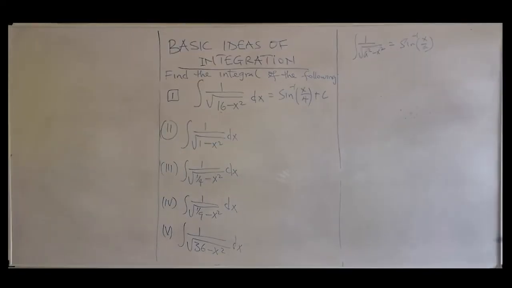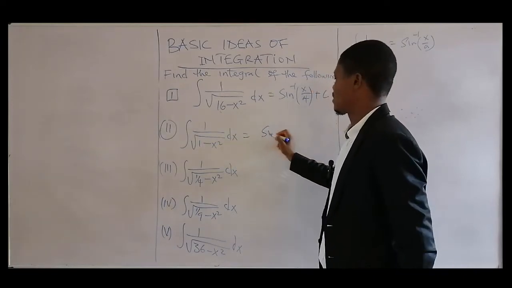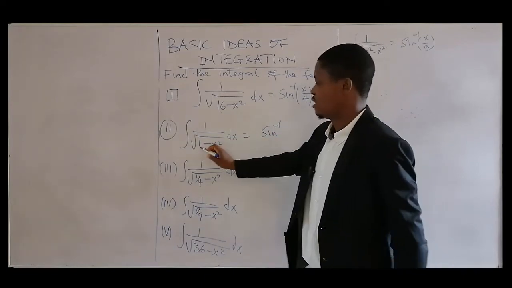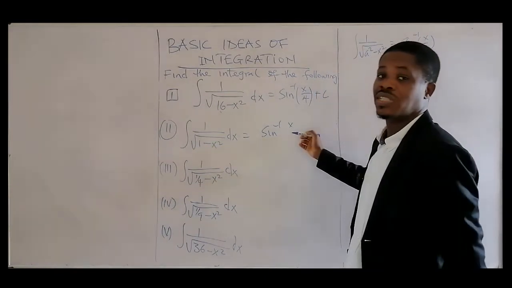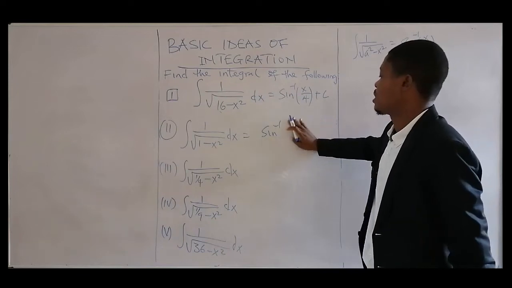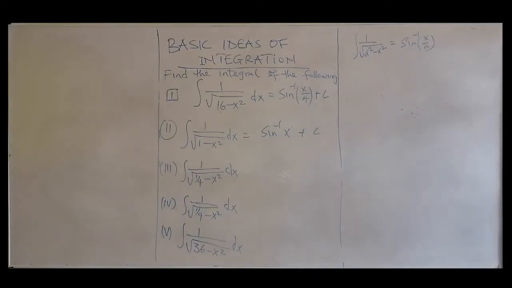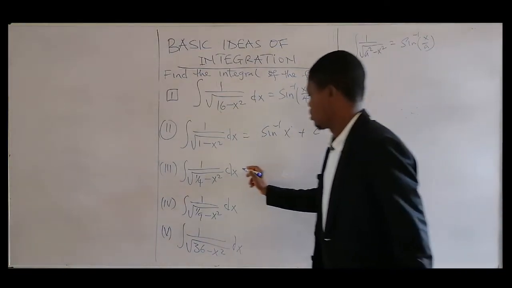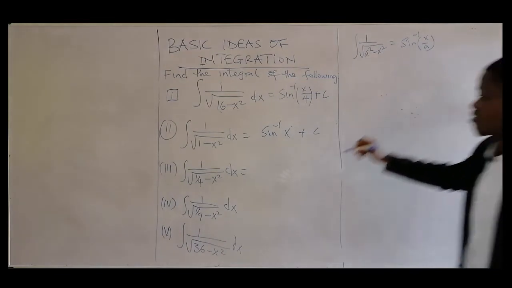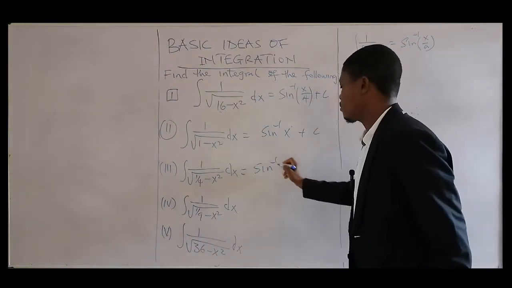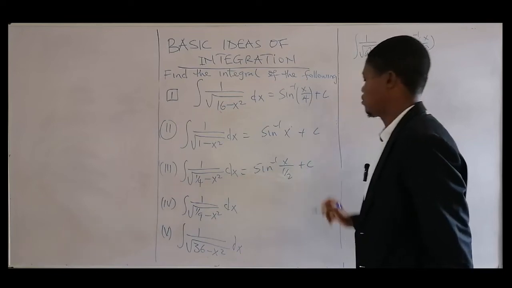Then the second one, don't forget this one will also be arc sine. This one is 1 squared, so it's going to be x over 1, and x over 1 has no effect. So I'll just write my x and then plus c. Okay? Then the third one is also arc sine. Look at the standard rule. So that will be equal to arc sine x over 1 over 2 plus c.